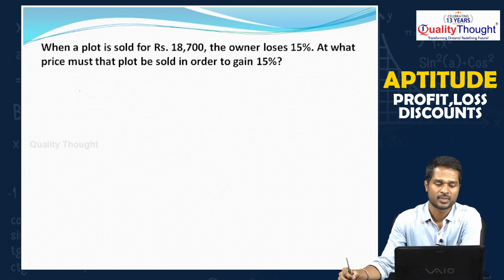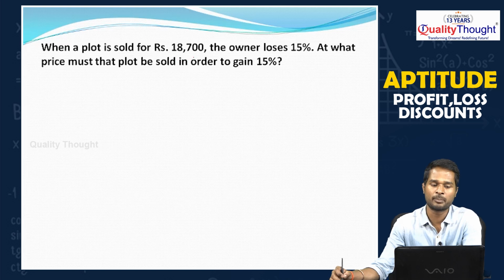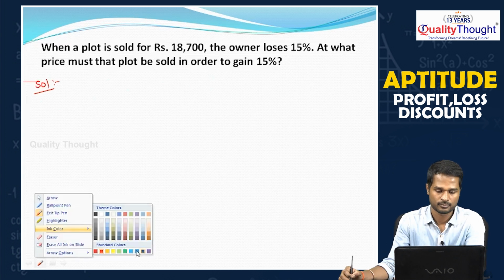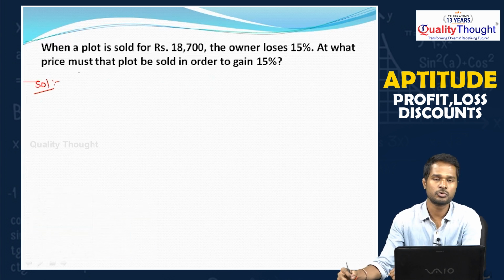See the question. When a plot is sold for 18,700, the owner loses 15 percentage. So, when a plot is sold for 18,700, there was a loss of 15 percentage. At what price must the plot be sold in order to gain 15 percentage? So, at what price it should be sold to get 15 percentage as the profit? So, let us see how to solve this.